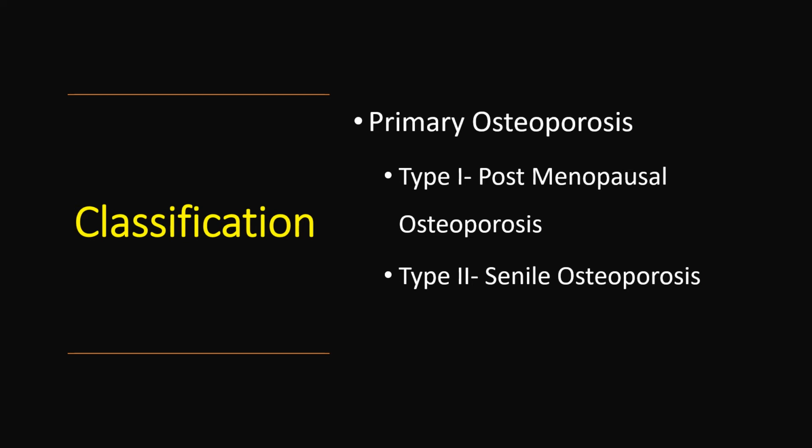Apart from that, there is a secondary osteoporosis, and secondary osteoporosis means that there is a clearly defined cause for that osteoporosis, and that cause can be of many types. For example, renal osteodystrophy, metabolic dysfunction, diabetes mellitus, chronic use of corticosteroids, and certain other medication and other risk factors that we are going to discuss soon.